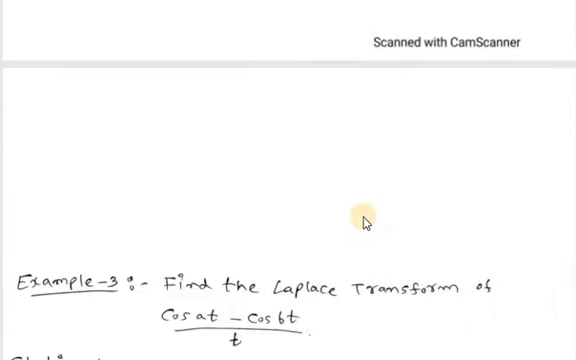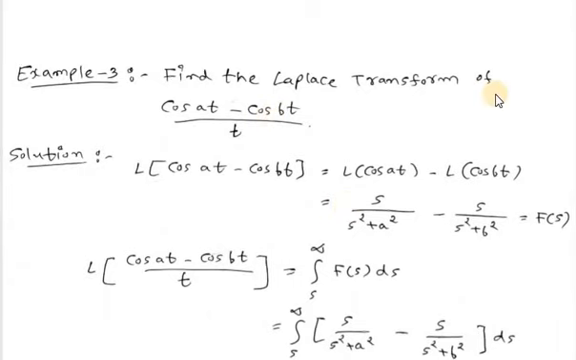Now we will see example number 3. We have to find the Laplace transform of (cos at minus cos bt) by t. Here f of t is cos at minus cos bt. So we will find the Laplace transform of cos at minus cos bt, which equals Laplace of cos at minus Laplace of cos bt. Laplace of cos at is s over s square plus a square, minus Laplace of cos bt, that is s over s square plus b square, and this is equal to F of s.